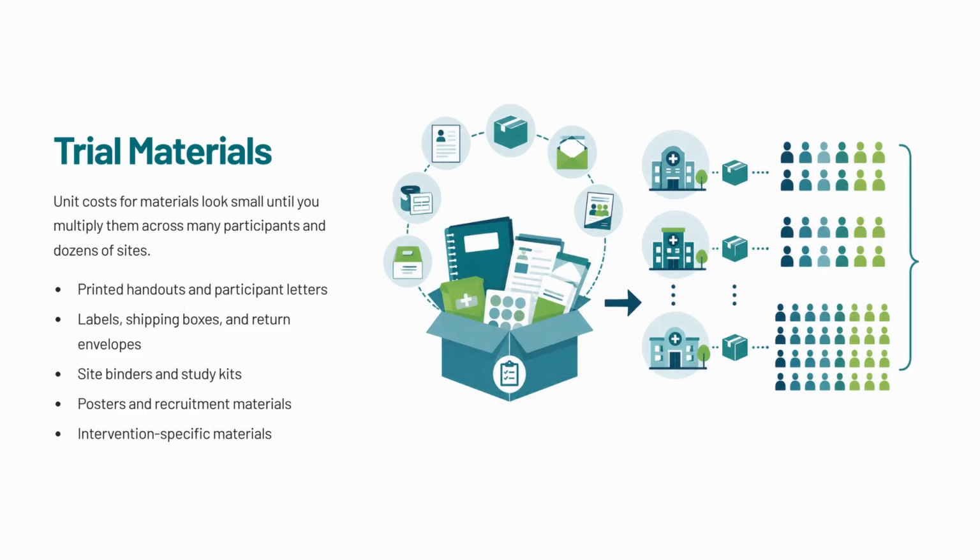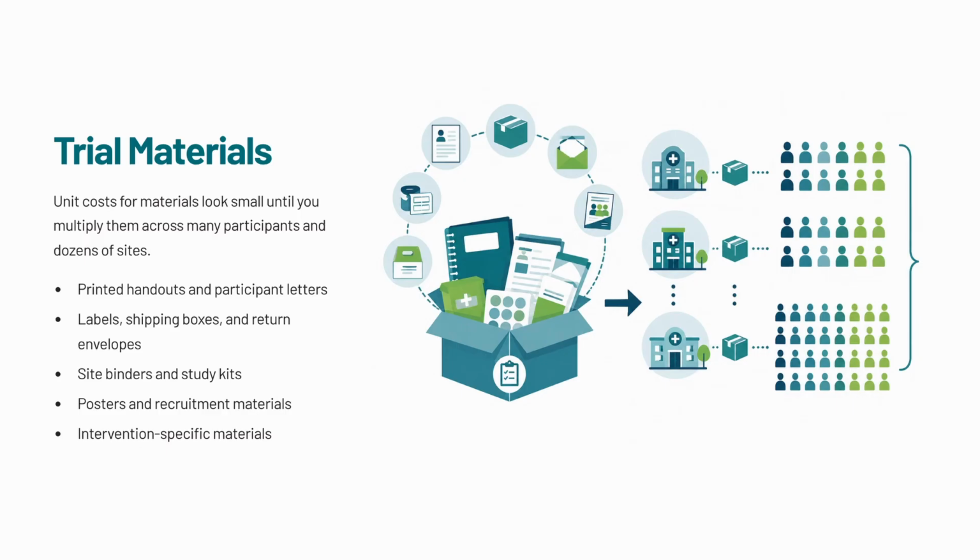After training, the next practical category is trial materials. These are the items that can look cheap when you price them one at a time, but they add up quickly across many participants and sites. Printed letters, handouts, labels, shipping boxes, return envelopes, site binders, study kits, posters, and intervention materials all need to be counted at the full projected volume.